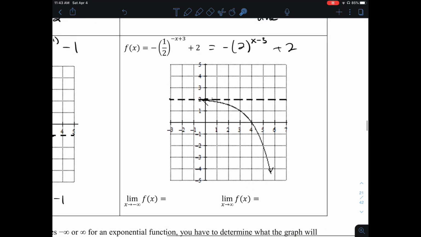It's an odd number of reflections. It's something from pre-calc that hopefully you remember. We're going to the right 3 and up 2. The up 2 matters. The right 3 doesn't matter in this context. As we go left forever, the function's approaching the horizontal asymptote. As we go right forever, the function is approaching negative infinity. It means the limit doesn't exist.